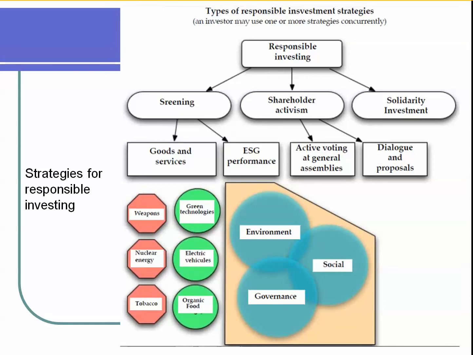The next strategy is what we call shareholder activism. With that type of strategy, you'll go to the general assemblies and you'll be active, maybe proposing resolutions to the gathering of shareholders, resolutions that can improve the ESG performance of these companies. You'll try to enter in dialogue with these companies to make proposals.